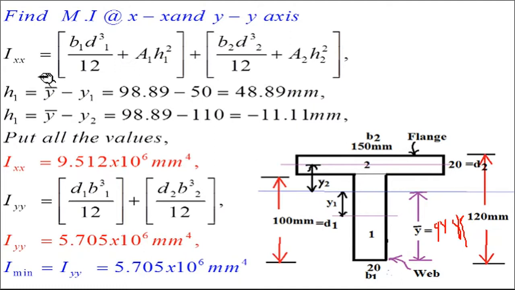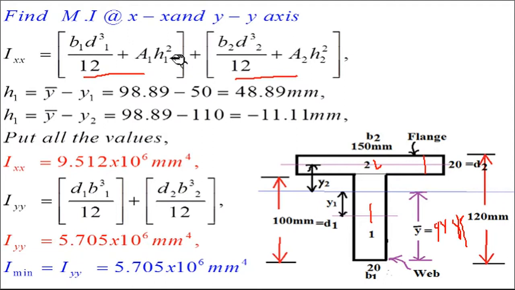We are going to use this formula. Ixx is equal to b1 d1 cube by 12 plus A1 h1 square, this is for the first section. Similarly, b2 d2 cube by 12 plus A2 h2 square, this is for the second section. Here you have to use the parallel axis theorem, because it is an unsymmetrical section. Now what is b1? b1 means this width, d1 means this width, b2 means this particular width, and d2 means this width. And what are h1 and h2?